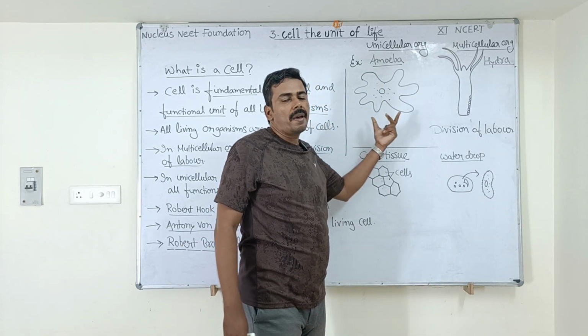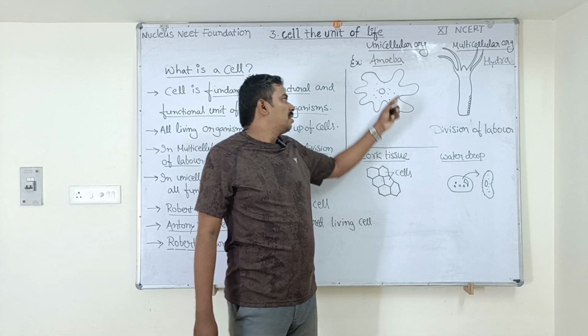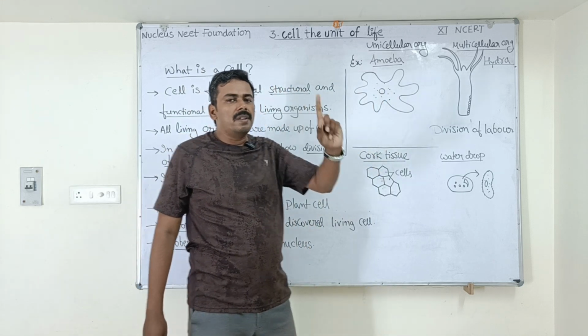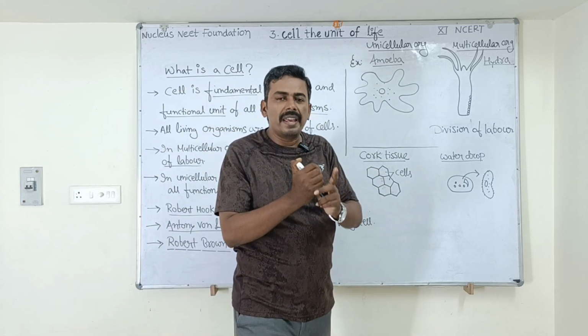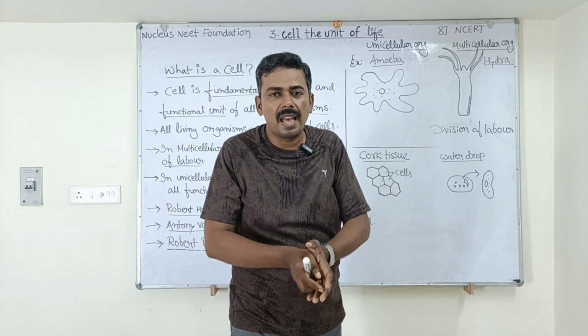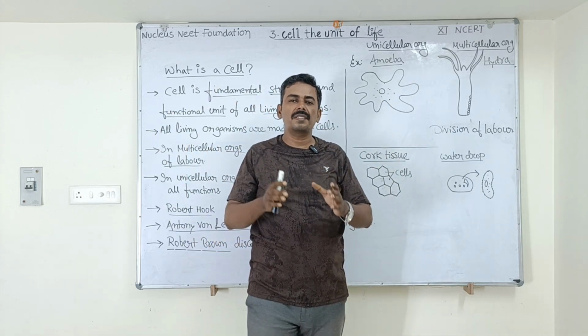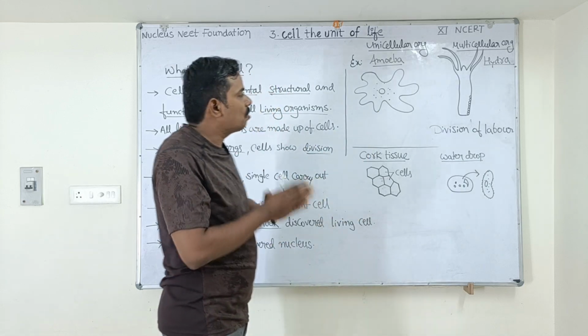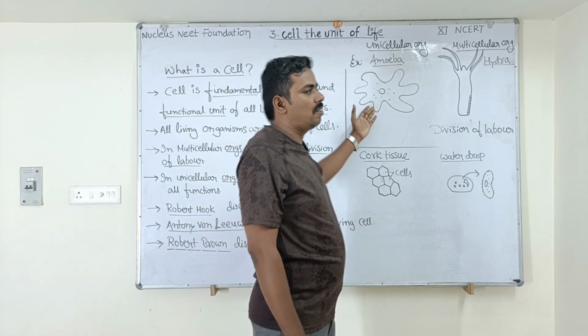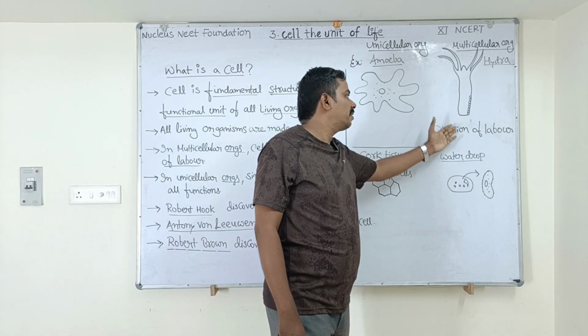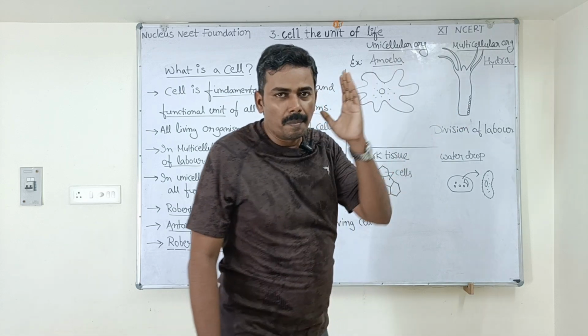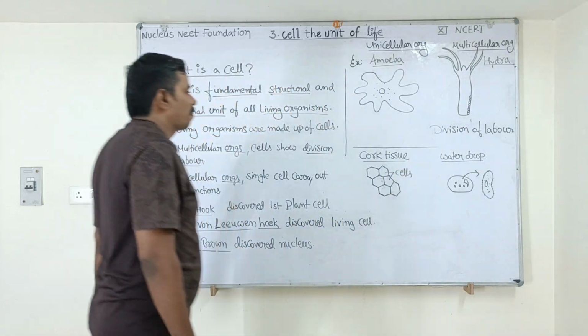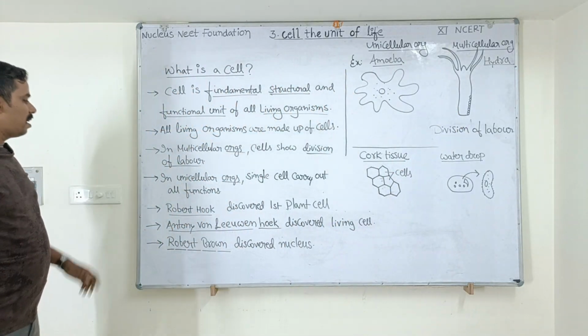They are obviously microscopic, very small. Since their body is made up of only one cell, the single cell should take care of all the functions such as the digestion, excretion, respiration, reproduction, etc. So there is no division of labor in unicellular, but there is division of labor in multicellular organisms. Understood? Next, let us go to the next point.